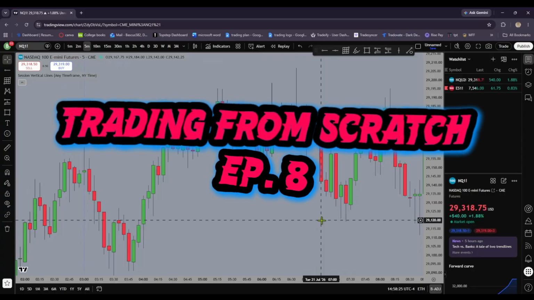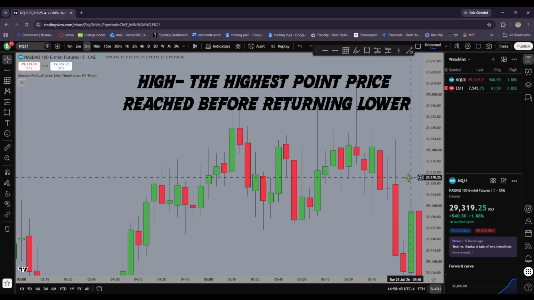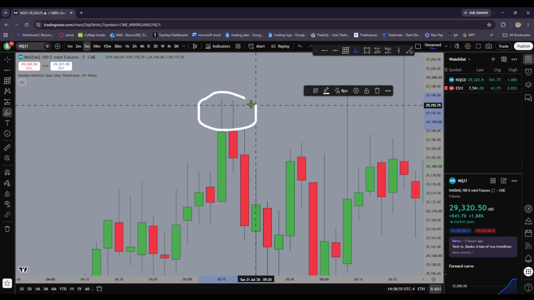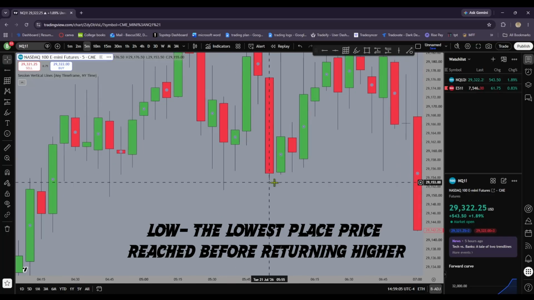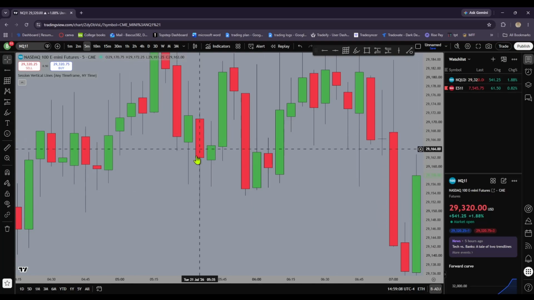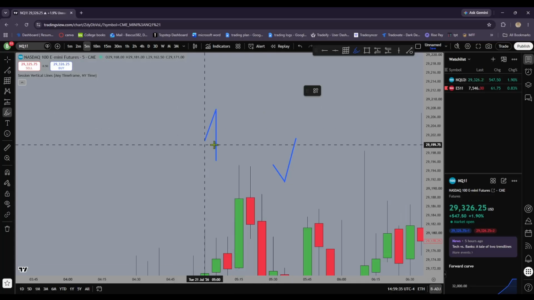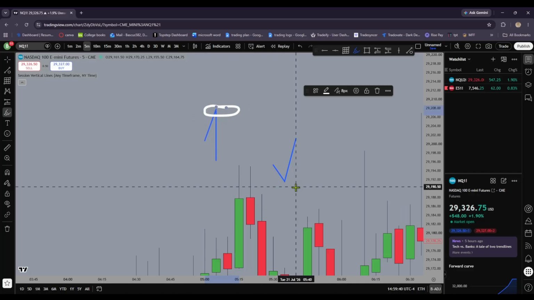Alright guys, one of the easiest places to find liquidity is around highs and lows. A high is simply the highest point price reached before starting to come back down. So we have a high right here. Why? Because we have a candle up, then a candle down, and that created a high, right? Now a low is simply the lowest place price reached before it started moving back up. So down here we have a downwards candle, then an upwards candle, and that created a low. So guys, just for some visuals here, a high is an up then down, highest point is why we call it a high. A low is a down then up, lowest point is why we call it a low.